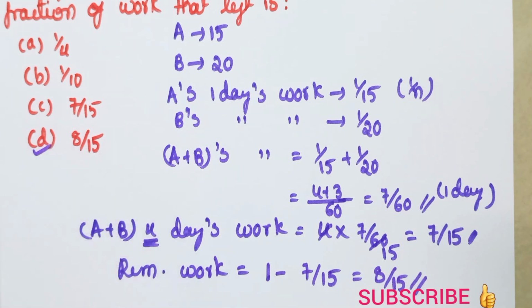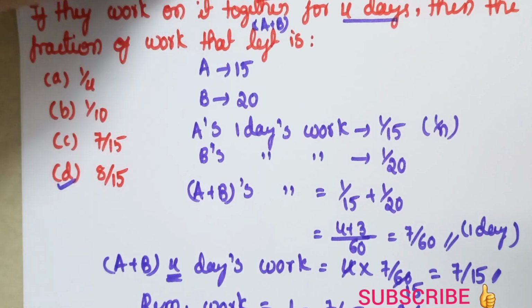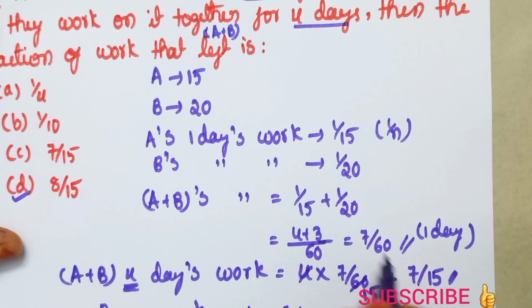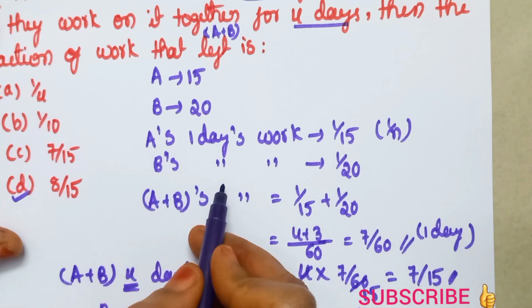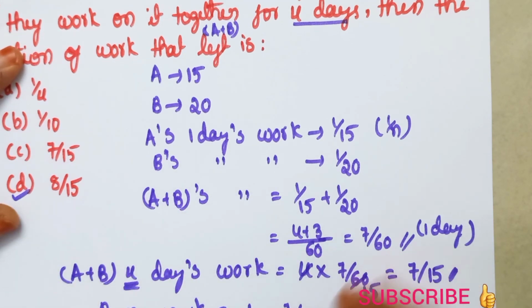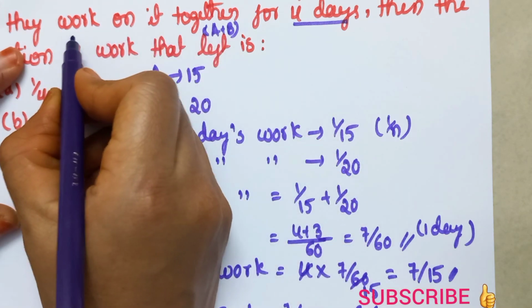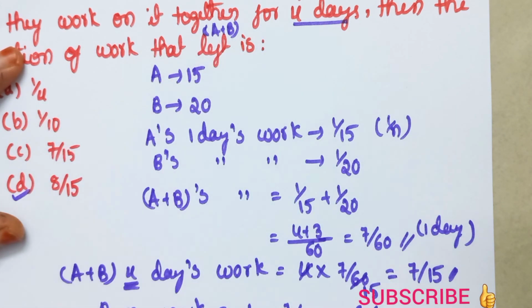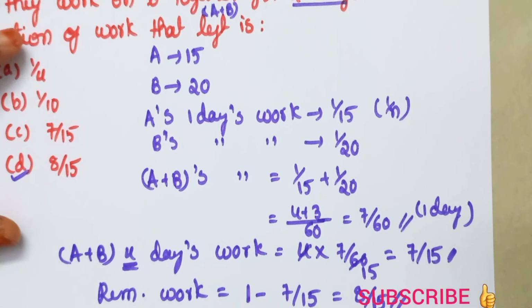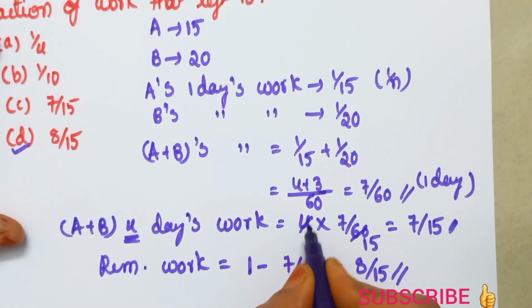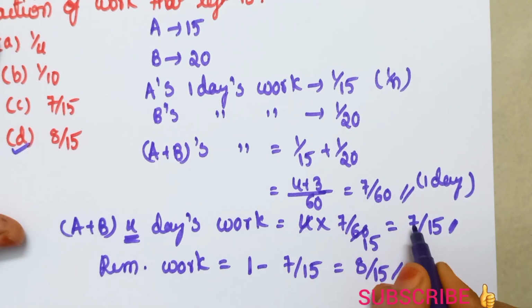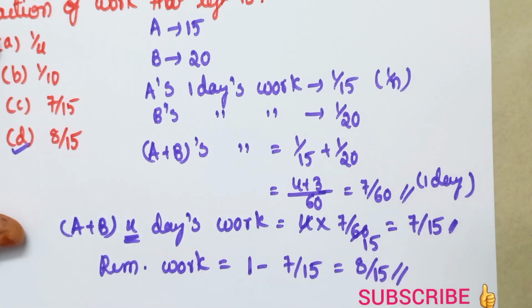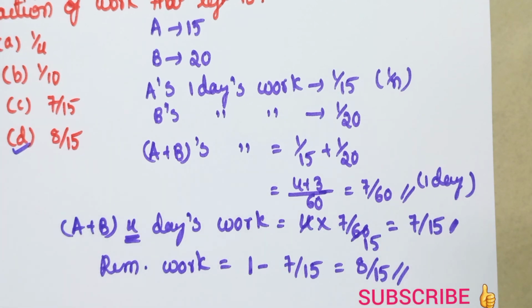So option D is the correct one. So this problem is clear to you. We are given A's 1 day's work and B's 1 day's work, that could be 7 by 60. Then after that they have given that they worked on it for 4 days. So we have to find the work done by A and B for 4 days. So we have to multiply 4 to this fraction. So we will get 7 by 15. This is very simple then. Remaining work would be 1 minus the fraction we have got. So that is nothing but 8 by 15. This is how we solve this problem.